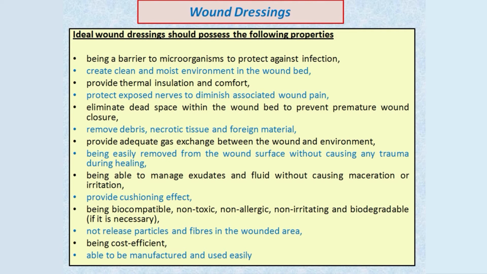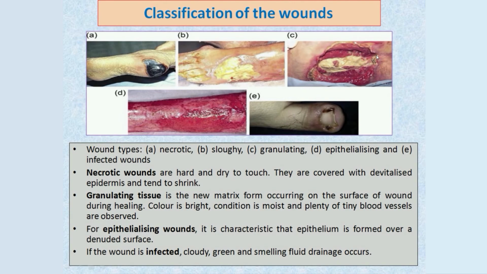It is very important, this oxygen and carbon dioxide transfer from the cells. Being easily removed from the wound surface without causing any trauma during healing. Being able to manage exudates and fluid without causing maceration or irritation. Provide, of course, a cushioning effect in the case of external force applied to the wound area by coincidence. Being compatible, non-toxic, non-allergic, non-irritating, and biodegradable if necessary. And cost-efficient production is also demanded. Being able to be manufactured and used easily is another important property.